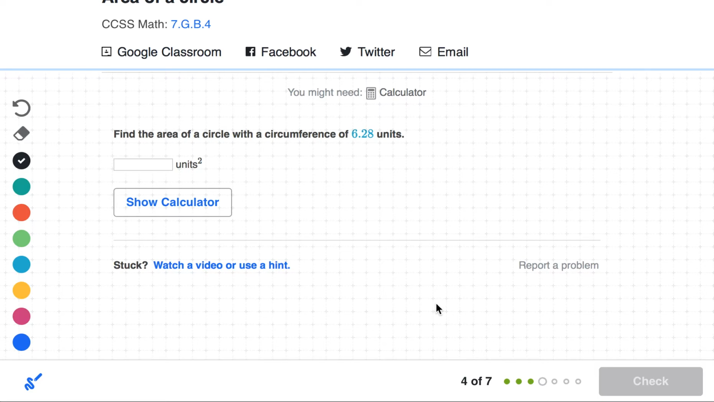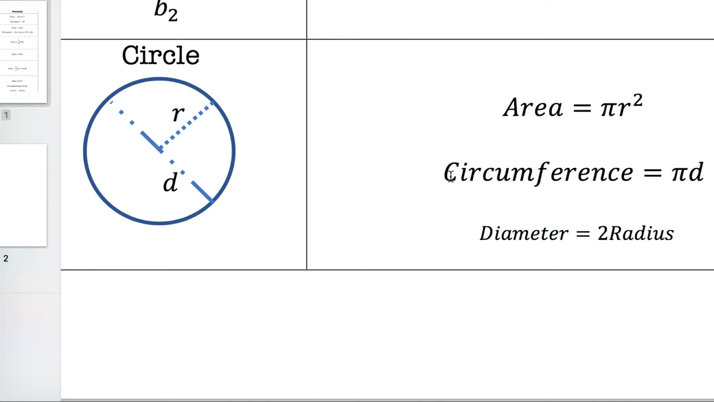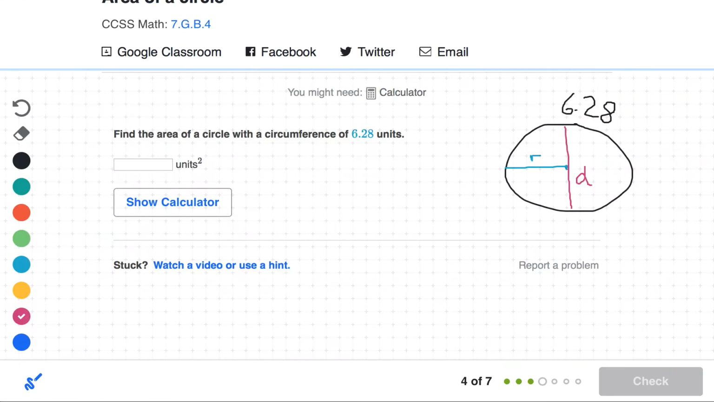This is a tricky one because it asks us to find the area of a circle with a circumference of 6.28. So 6.28 units is the circumference or distance around the circle. And once again, for area, the ingredient we need is radius. So we have to somehow work backwards from the circumference to the radius. Well, if we look here at this recipe, it says the circumference of a circle equals pi times diameter. So I'll rewrite that here. Circumference equals pi times diameter.